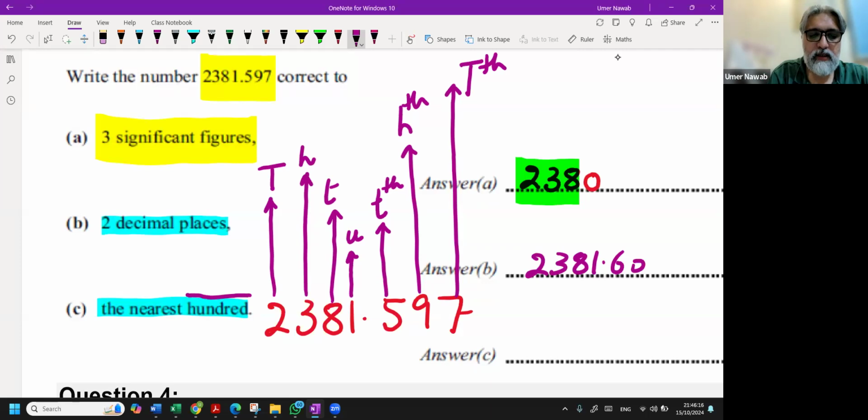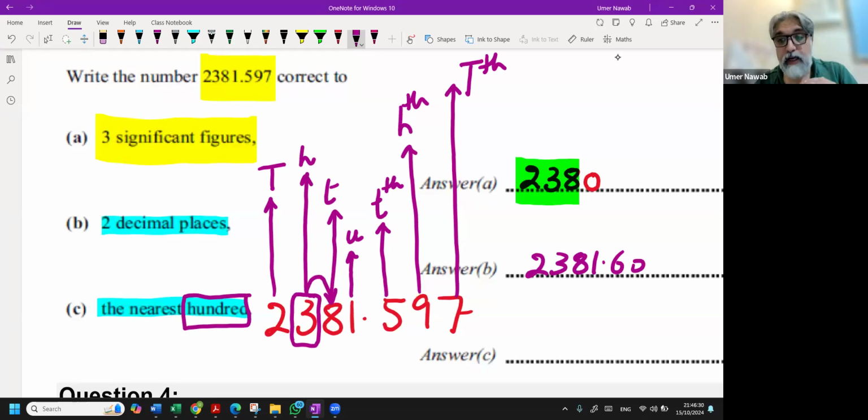Now, the examiner is asking you to round this number to the nearest 100, not hundredth. So where is the 100? The 100 is here. So after 3, what do I have? I have 8. Since this number is bigger than 5, or if it is equal to 5, same situation, I need to raise this 3 by 1. So it becomes 4. So I'm going to copy here 4 and 2.